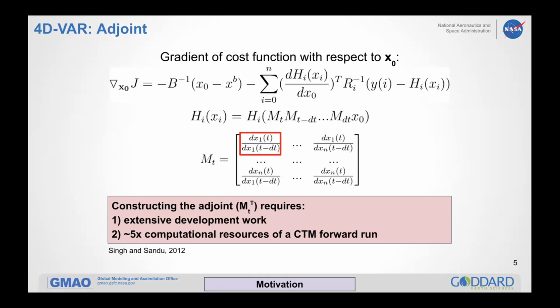While the adjoint has been used in chemical data assimilation studies so far, it requires a lot of extensive development work. Adjoints need to be computed for every update of the chemical mechanism, and it also requires around 5 times the computational resources of a chemical transport model forward run.